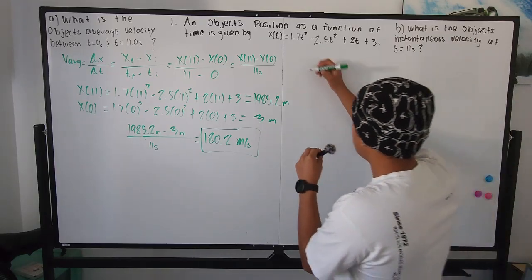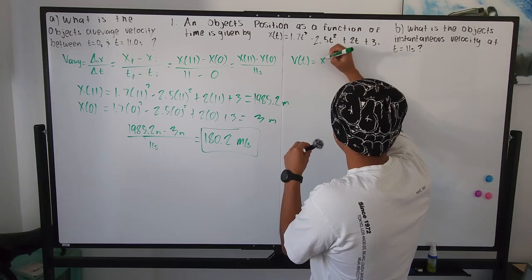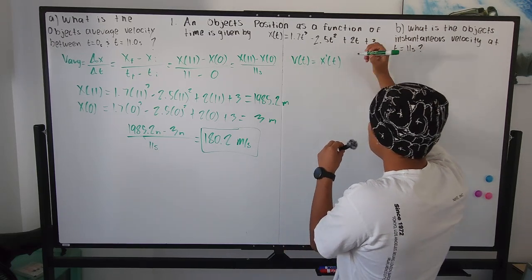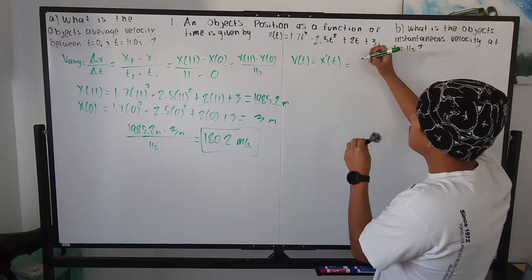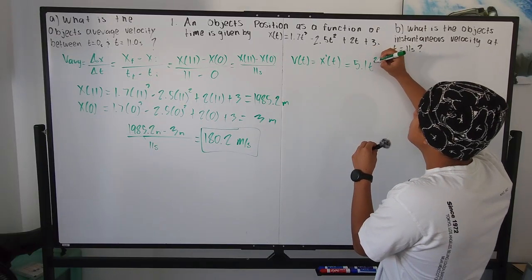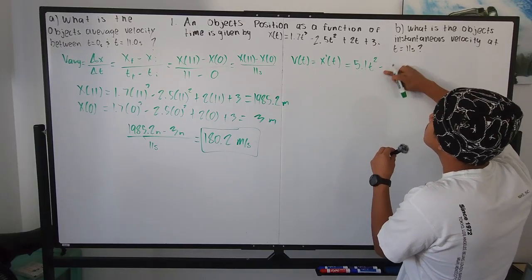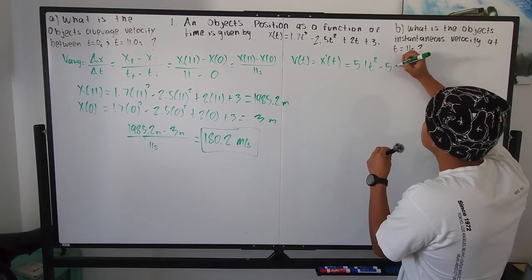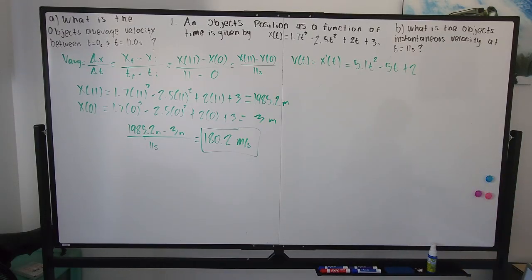So the velocity function, v of t, is going to be equal to the first derivative of the position function, which is equal to 3 times 1.7, what is that, 5.1 t squared, minus, not 2.5, but 2 times 2.5 is 5, so that's 5t, plus 2 by the power rule. Let me just make sure I did that right.